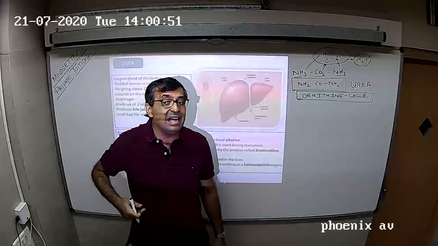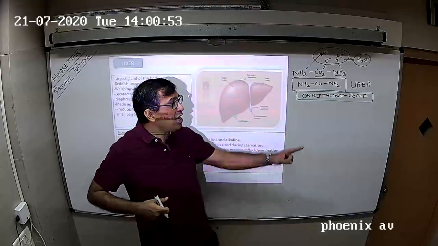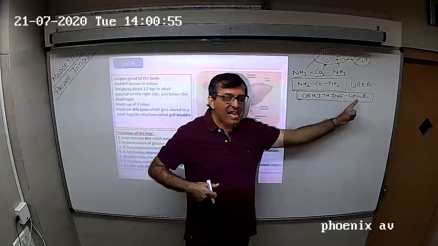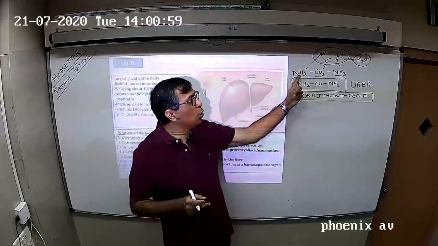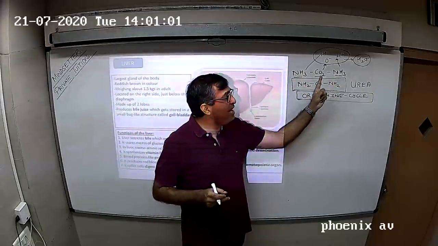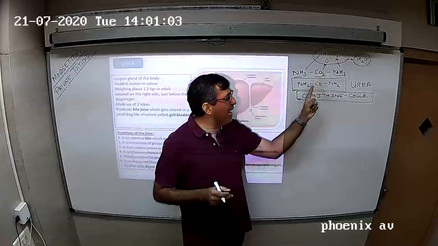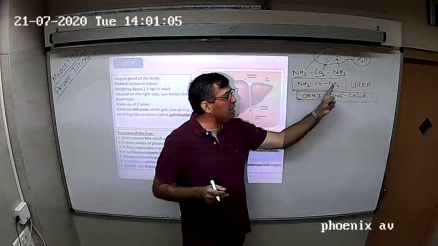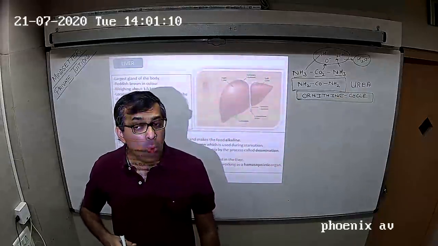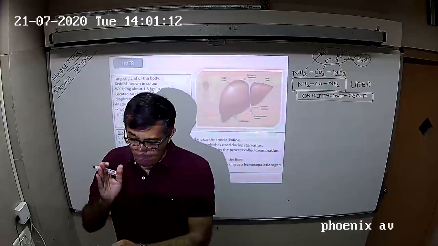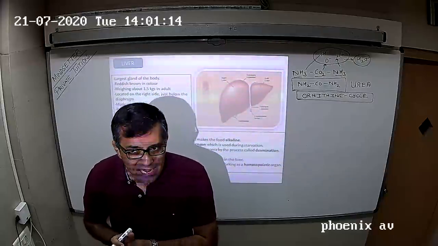Where did this urea form, sir? In the liver. By what mechanism? Ornithine cycle. In which what happened? Two ammonias combined with one carbon dioxide to form NH2CO, which is urea. Where did the ammonia come from? From breakdown of amino acid.